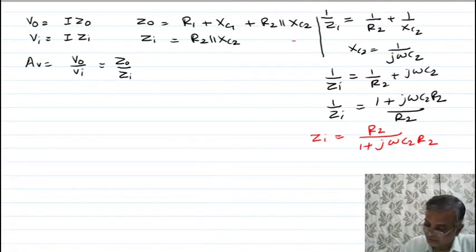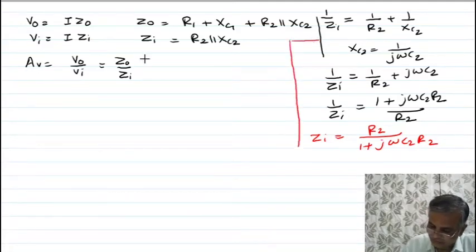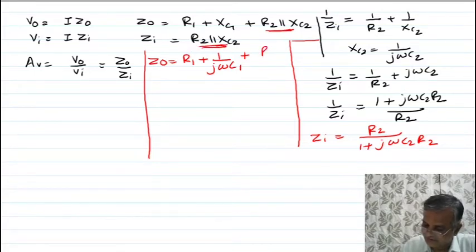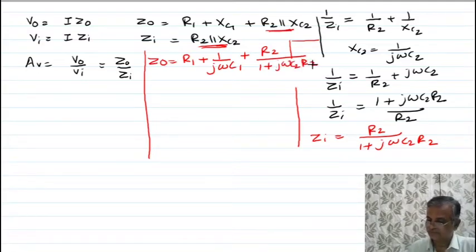Now let us find your ZO. So ZO is R1 plus XE1, and XE1 is 1 upon j omega C1, plus R2 parallel, which is nothing but the ZI. This is nothing but the ZI. So I can put this value as R2 upon 1 plus j omega C2 R2. So now I have the value of ZO and ZI.